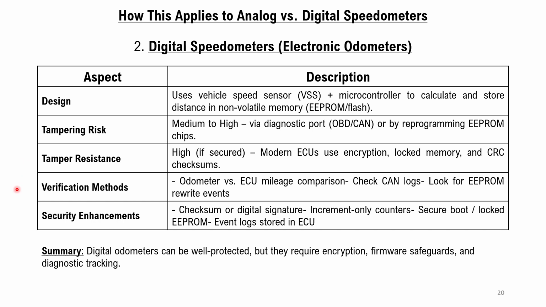Verification methods include odometer versus ECU mileage comparison, checking CAN logs, and looking for EEPROM rewrite events. Security enhancements: checksums or digital signatures, increment-only counters, secure boot, locked EEPROM, and an event log stored in the ECU. Summary: digital odometers can be well protected, but they require encryption, firmware safeguards, and diagnostic tracking.